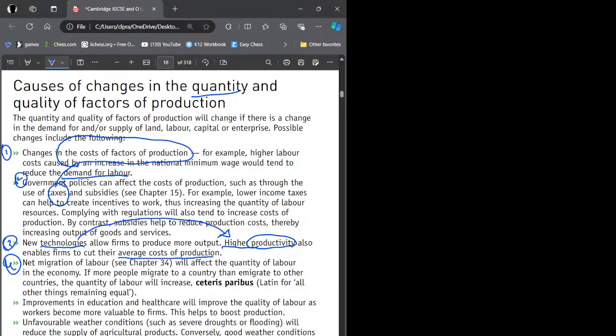Then we have net migration of labor. So net migration, we have emigration and immigration, which we'll look at in chapter 34. So you have a long way to go. This also affects the quantity of labor in the economy. So if people migrate into a country, the number of labor in that country will increase.